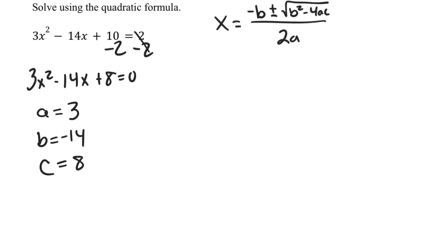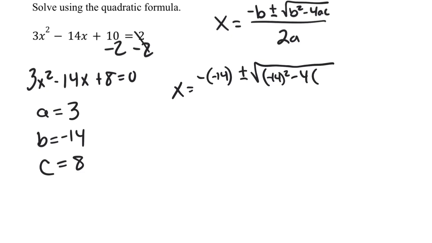So I'll have x is equal to negative 14, because my b value is negative 14, plus and minus the square root of negative 14 squared minus 4 times my a value of 3 times my c value of 8, and it's all over 2 times 3, because my a value is 3.